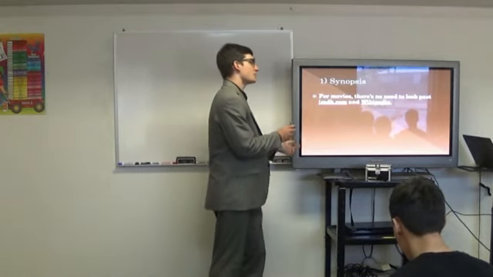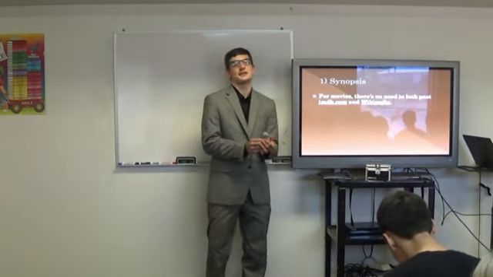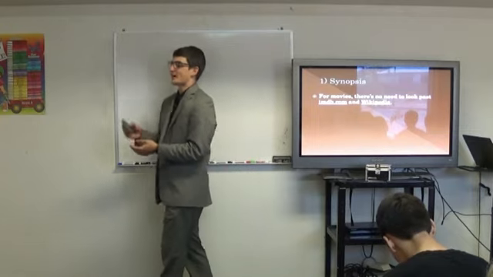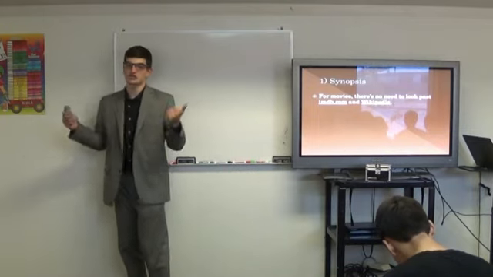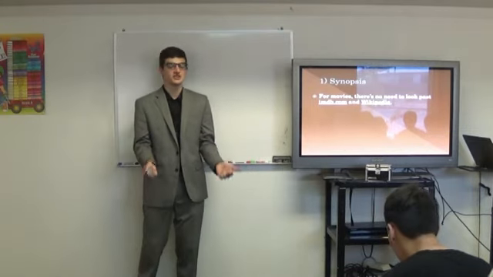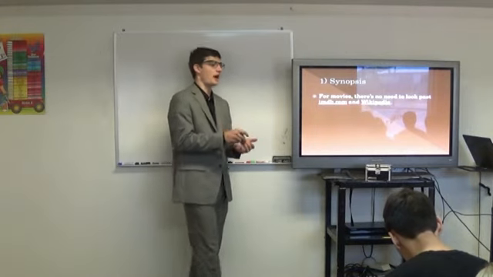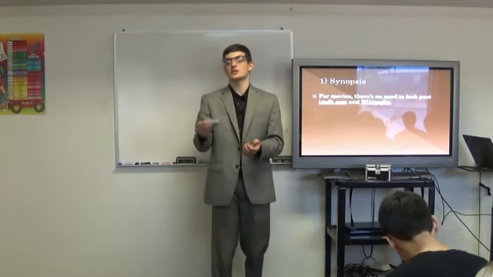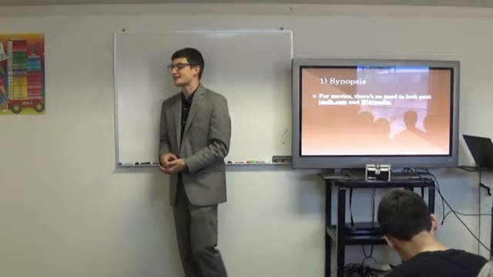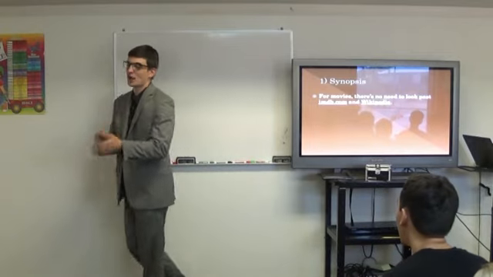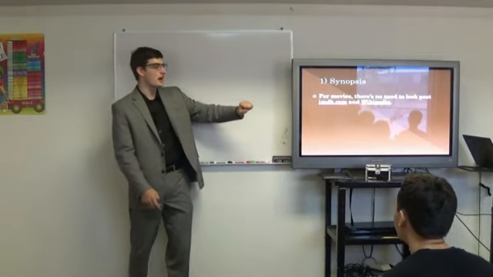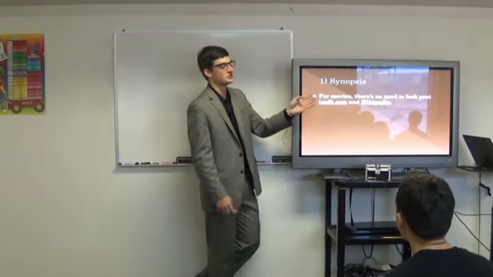For movies, there's no need to look past IMDb or Wikipedia. If IMDb and Wikipedia do not have a good synopsis of a movie, it doesn't exist. If that is the case, then you're just going to have to write one yourself. You're going to have to look it up, watch that movie, and write down the synopsis yourself or conglomerate a couple of them. But for movie synopses, you shouldn't have to look past these 2 websites.